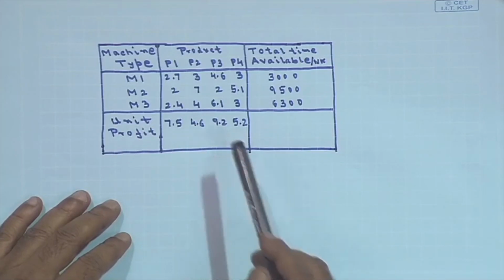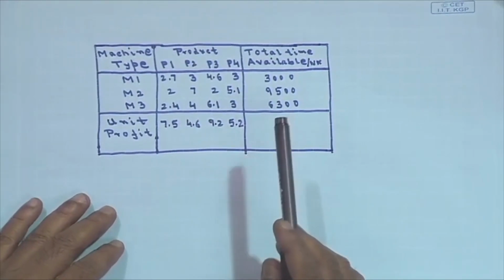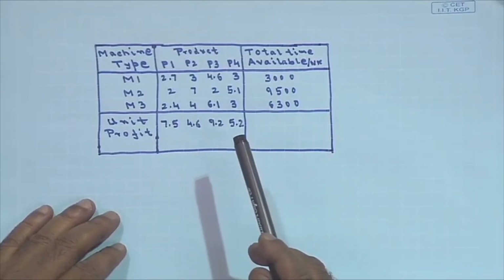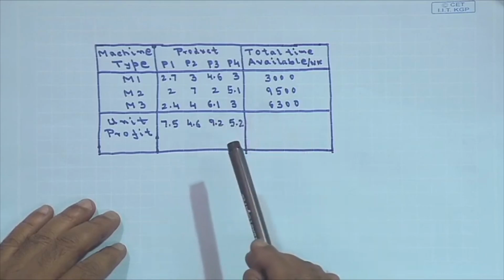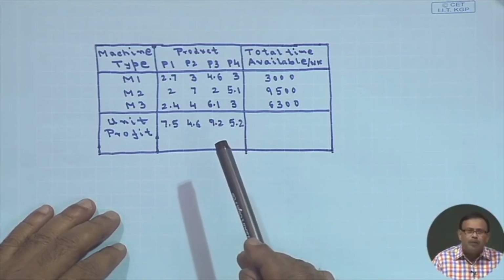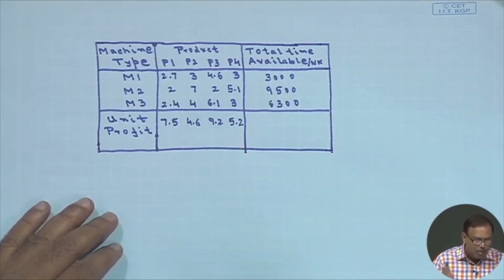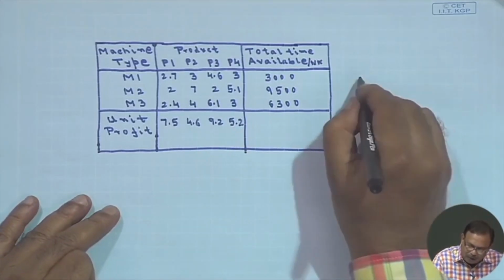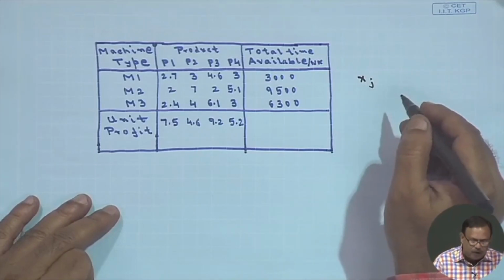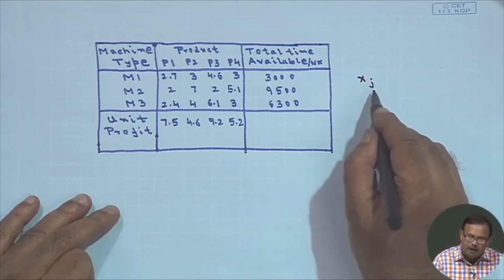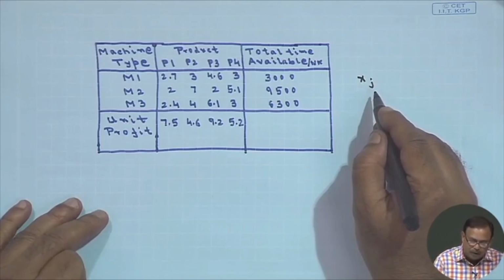So, if I want to develop an optimization problem from this, where some machines are producing some products, the production rate is given to us, the time available is given to us, and the unit profit is also given to us. To optimize this problem, I can assume that x_j is the number of units of product j produced per week.